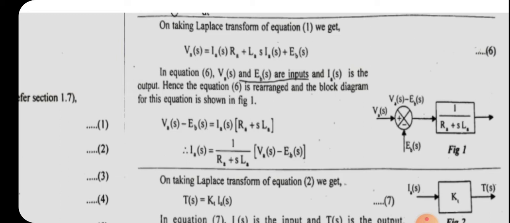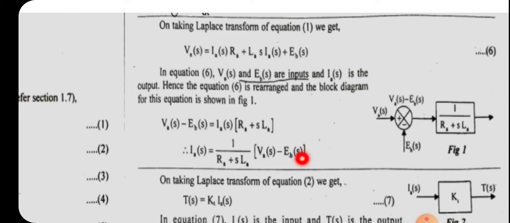In this equation, VA of S and EB of S are inputs and IA of S is the output. If we have an idea about the system, then we can easily identify the inputs and outputs. In the armature controlled DC motor system, VA of S and EB of S are inputs and IA of S is the output. So equation 6 can be rearranged and its block diagram can be easily drawn. Since both are inputs, we take them to one side.